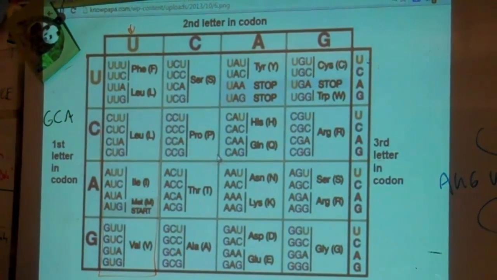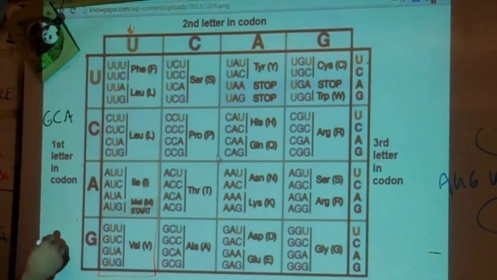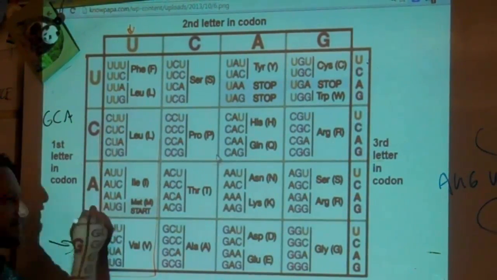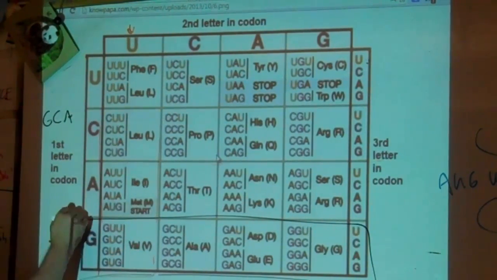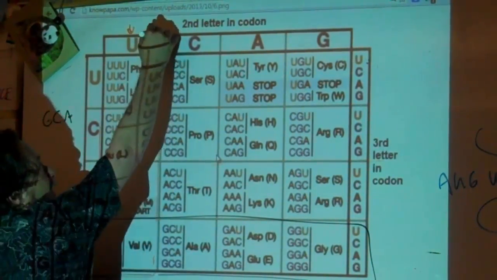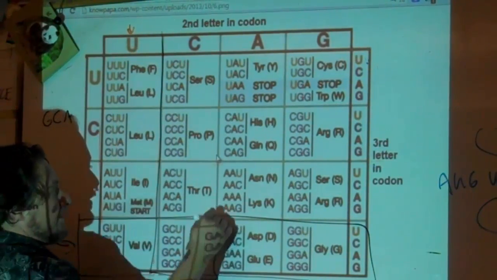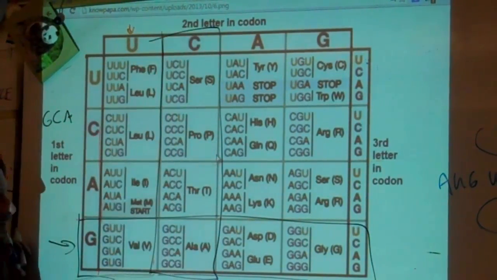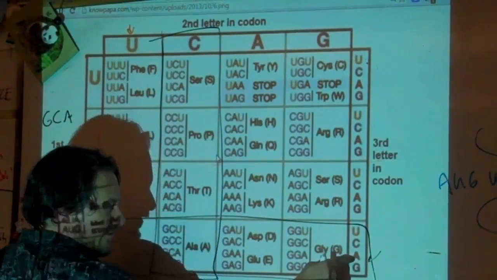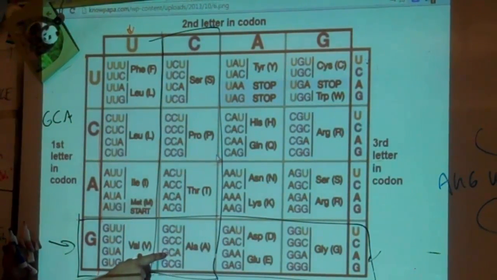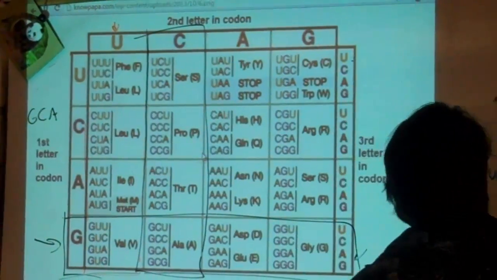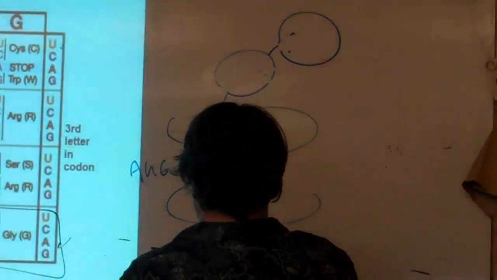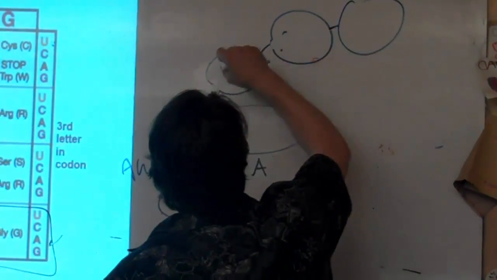Well, yeah, but let's not, that's a different thing that we're going to be doing next. So GCA, so here's your G for your first letter. That tells us it's this row. So G, C, and for the second letter tells us it's this row. And then A tells us it's the second one up. GCA is alanine.